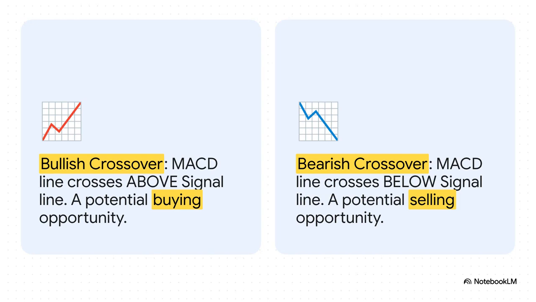So how do you actually use this thing? Well, the most basic signals are called crossovers. When that faster MACD line crosses above the slower signal line, that's a bullish crossover. It's a hint that buying momentum is building. And on the flip side, when the MACD line dives below the signal line, that's a bearish crossover, a warning sign that selling pressure is taking over. These are your bread and butter entry and exit signals.